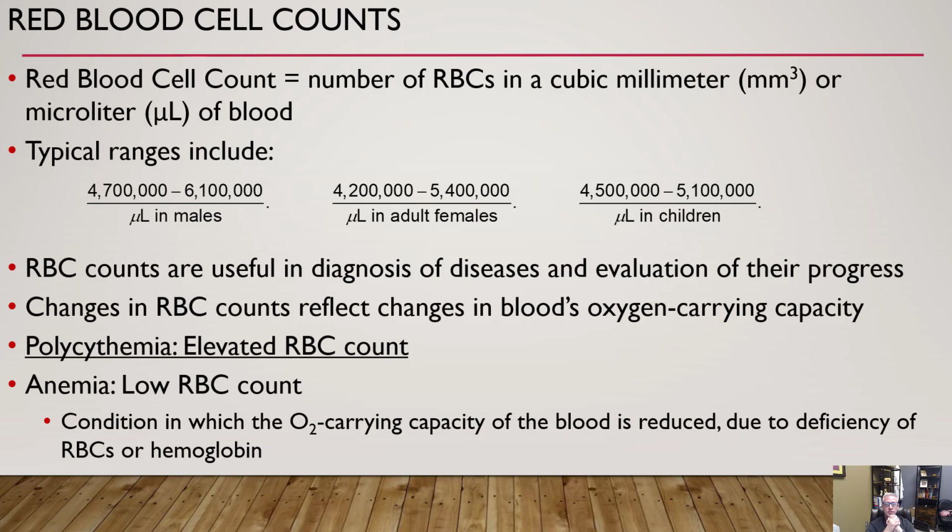Okay. All right, so red blood cell count is useful in diagnosing conditions involving your red blood cells. And changes in your red blood cell count do reflect changes in blood oxygen carrying capacity. So if we have a high red blood cell count, we have a condition called polycythemia. If we have a low red blood cell count, that's called anemia. Now we have several different kinds of anemia, and we'll talk a little bit about those later on. But with anemia, remember, is low red blood cell count.